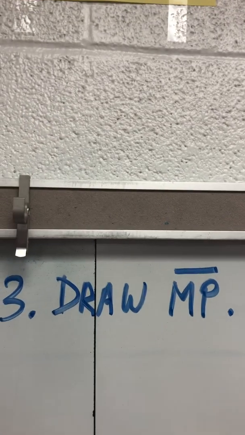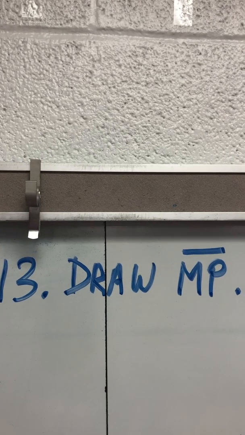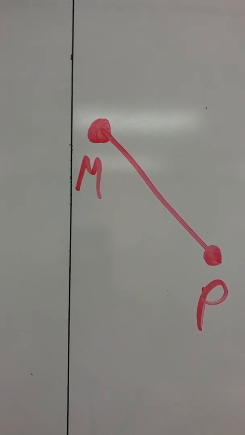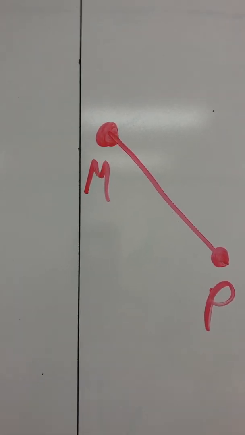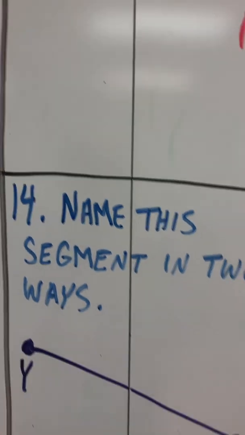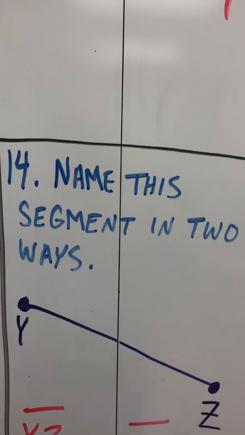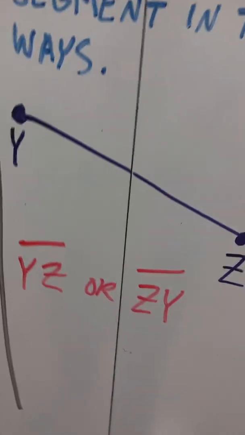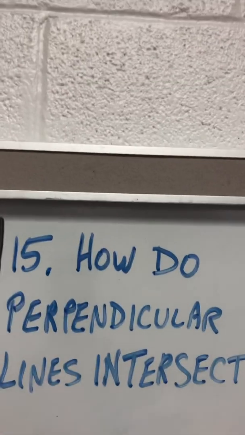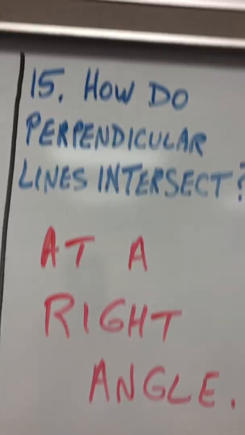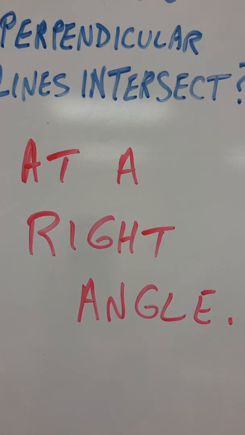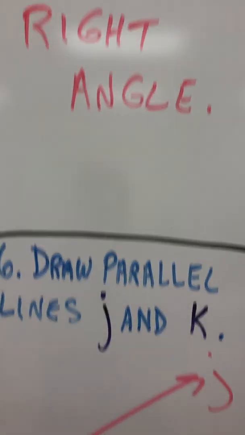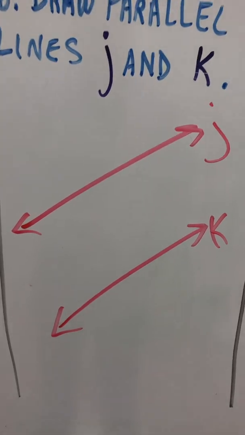Line segment MP. Segment MP, there's no arrows, it's just a segment of the line. There it is, M to P, or PM. 2 ways to name this segment. Segment YZ or segment ZY. How do perpendicular lines intersect? At a right angle, 90 degrees. Draw parallel lines J and K. There they are, J and K, parallel.